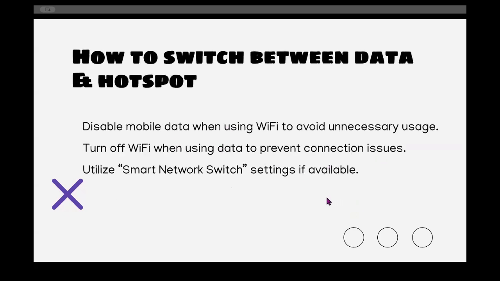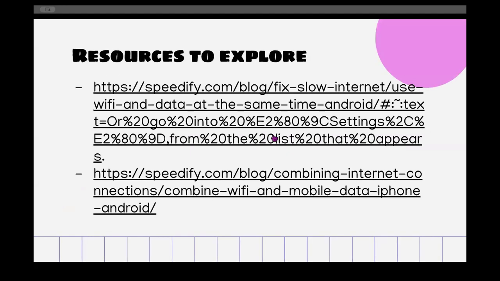And if you're wondering how to switch between data and hotspot, you can disable mobile data when using Wi-Fi to avoid any unnecessary usage. Turn off your Wi-Fi when using data to prevent connection issues. And you can also use the smart network switch settings, if your device has that, in order to do that. These are some additional resources to explore, which we could talk about in greater detail later.